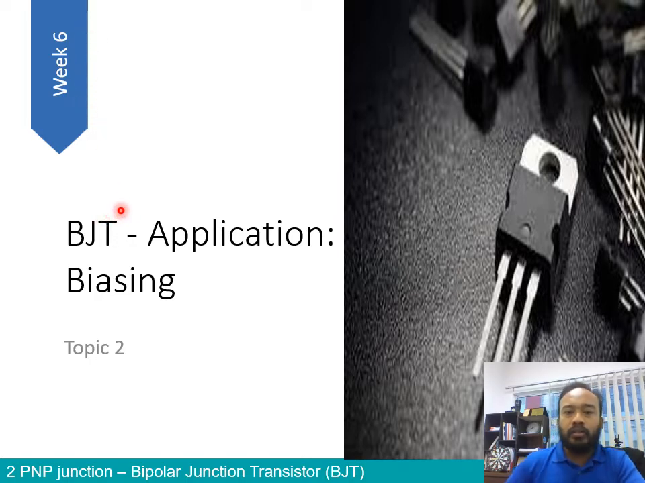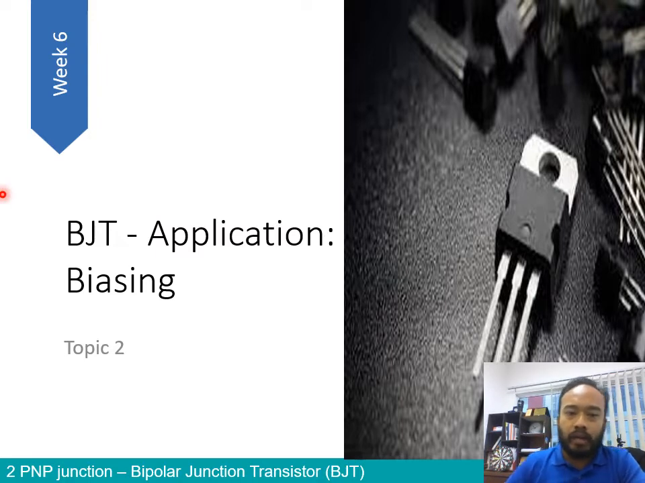Today we're going to discuss the third part of our discussion on the BJT, the bipolar junction transistor. What we're going to do today is discuss biasing. Biasing is the discussion on how we set up the current inside the base to operate the transistor in its linear operating mode.